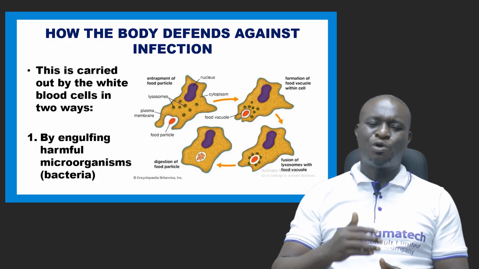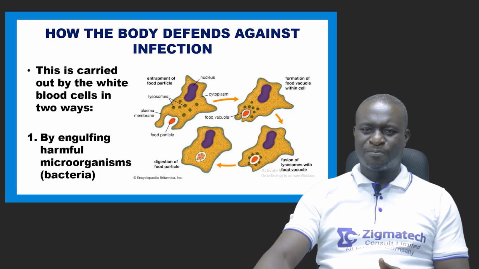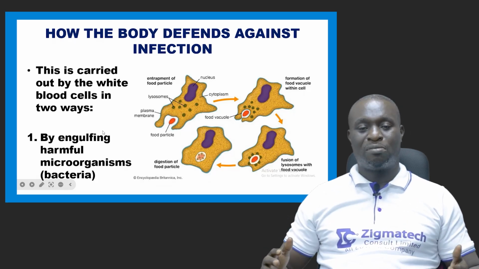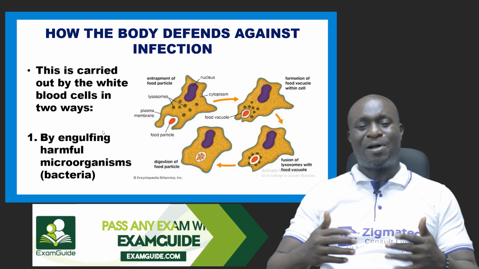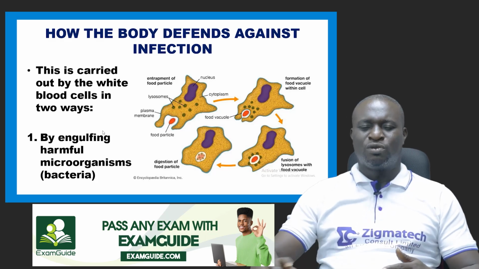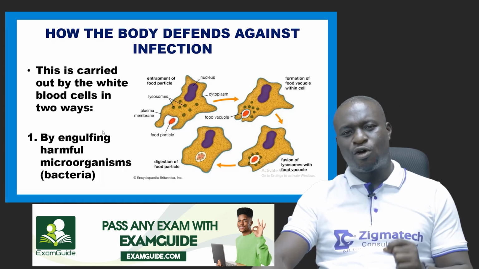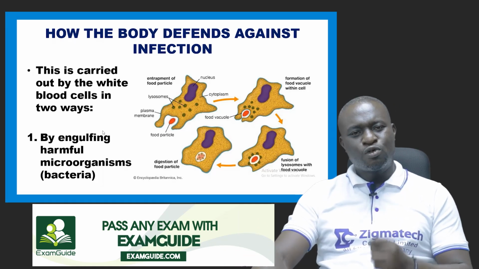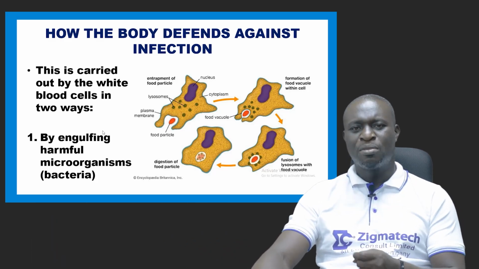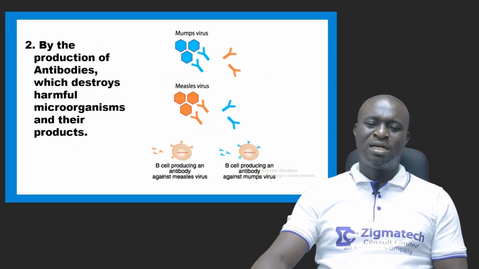Now, we call that process phagocytosis. The white blood cells that fight against harmful microorganisms through engulfing them are called phagocytes. Please don't forget this name. They are called phagocytes. And that process of engulfing harmful microorganisms, mostly bacteria, is called phagocytosis.